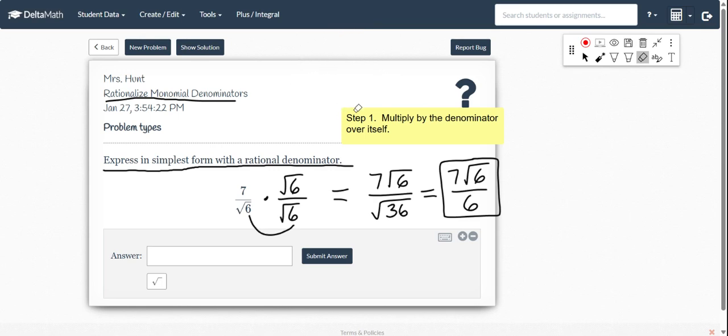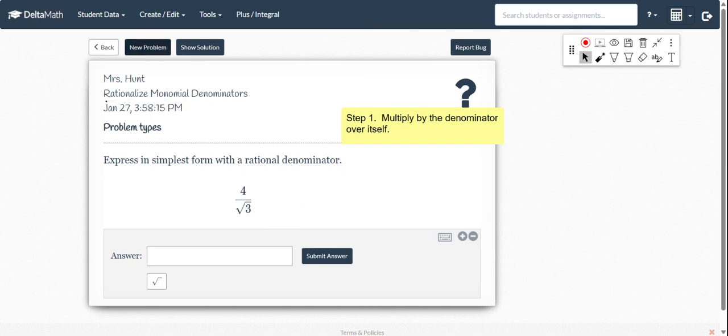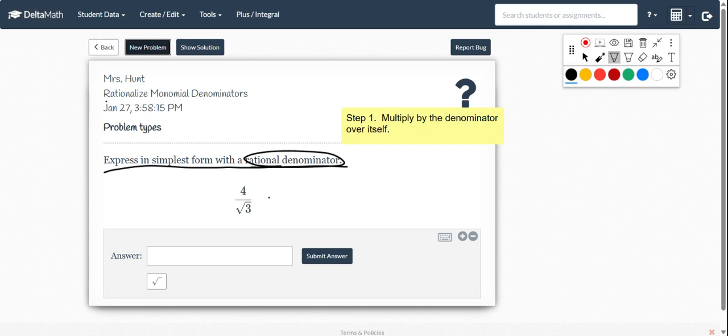Example 2. In example 2, we have to express in simplest form with a rational denominator. So if you're looking at any problem and you happen to notice that there is a radical in the denominator, you want to think, oh, I got to fix that, because in math, they don't like that. We don't like radicals in the denominator. We do not like irrational numbers in the denominator, so we like to rationalize them. To do that, we follow the step, multiply by the denominator over itself.